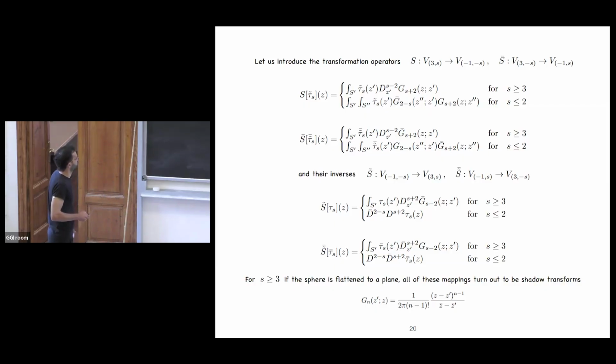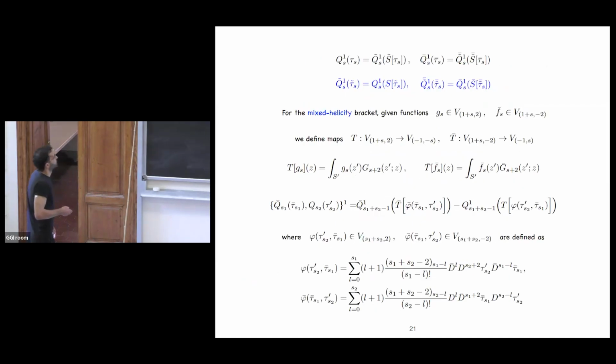And for spin bigger or equal than 3, as I mentioned before, these are nothing else but the usual shadow transforms. And in the flat case, this propagator takes the standard form here, which you are probably used to. So with this definition, you can see that the original soft charge can be written as a shadow charge of a parameter which also has to be acted upon with this S tilde map.